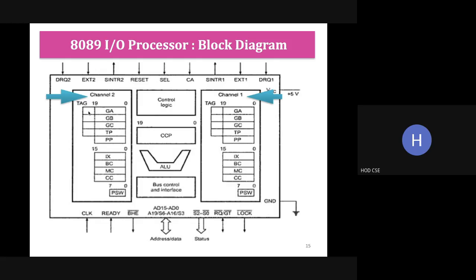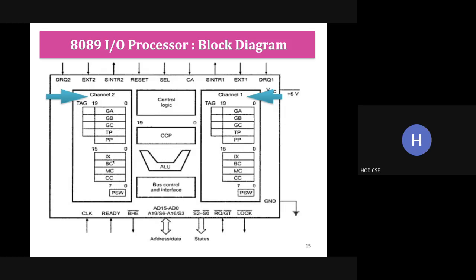Okay, if this tag bit is 0, we are accessing the 20-bit system bus. And if it is 1, we are accessing the 16-bit local bus. That is the IO device address. I hope you understood all the 20-bit registers.